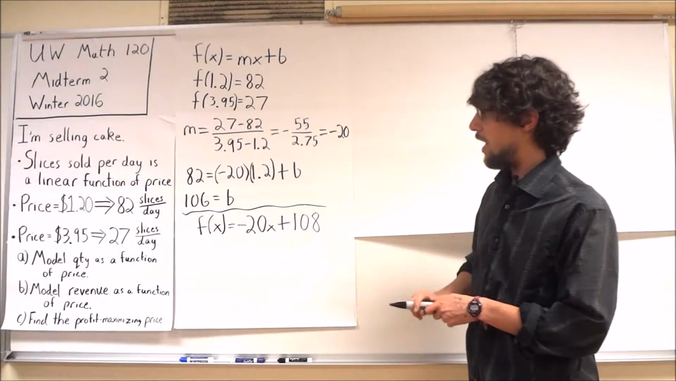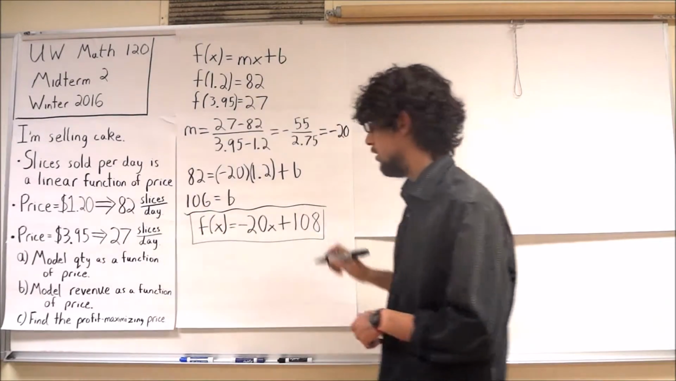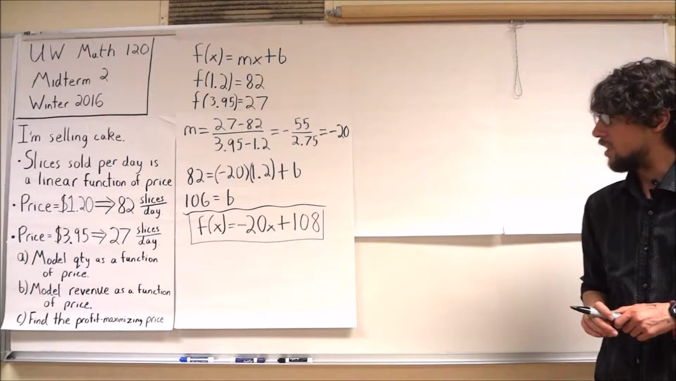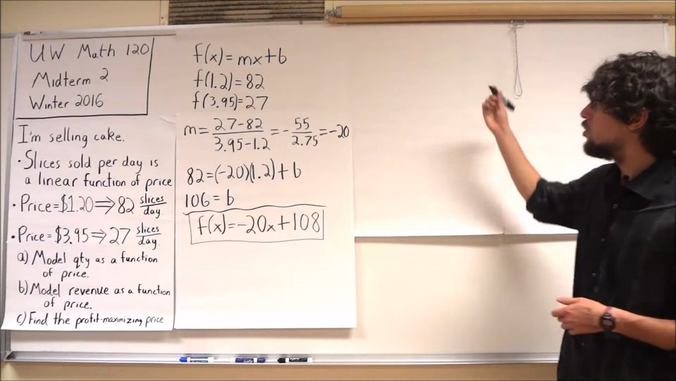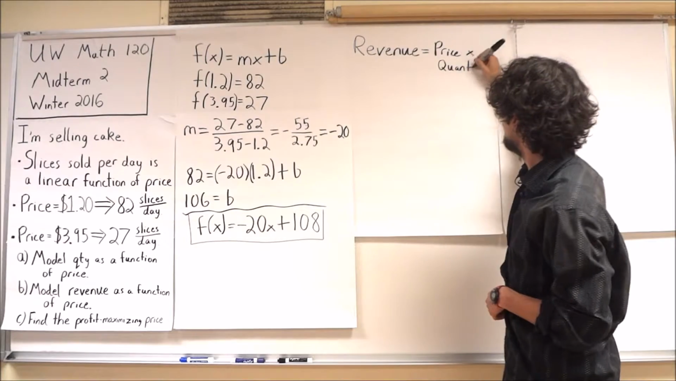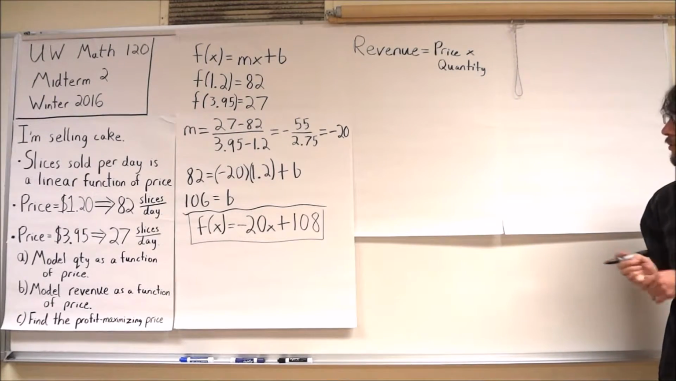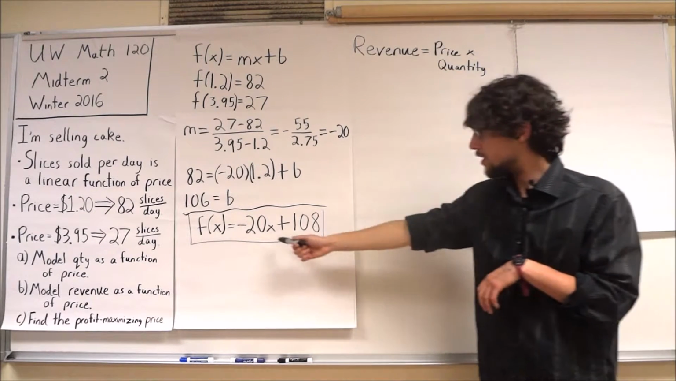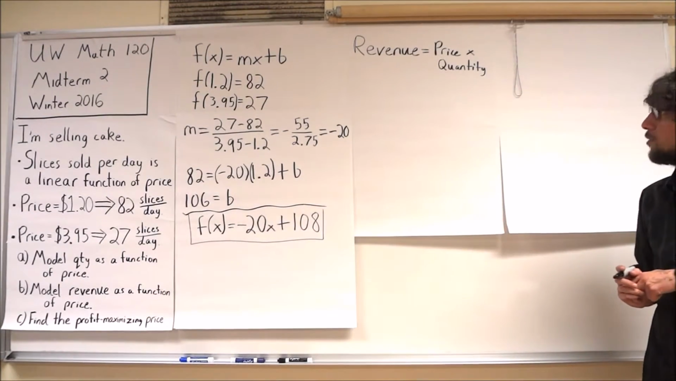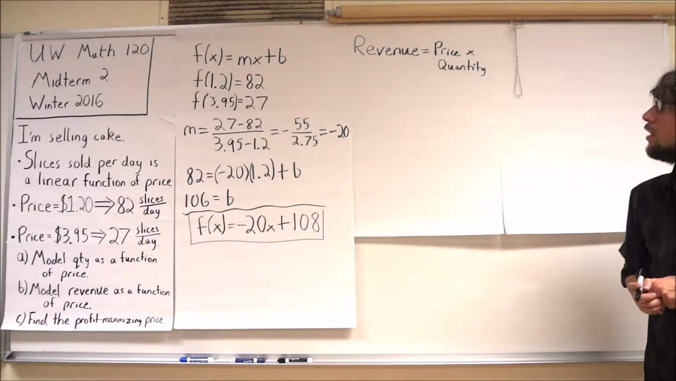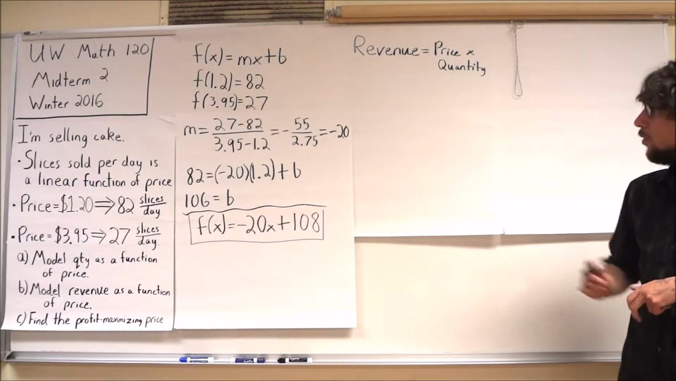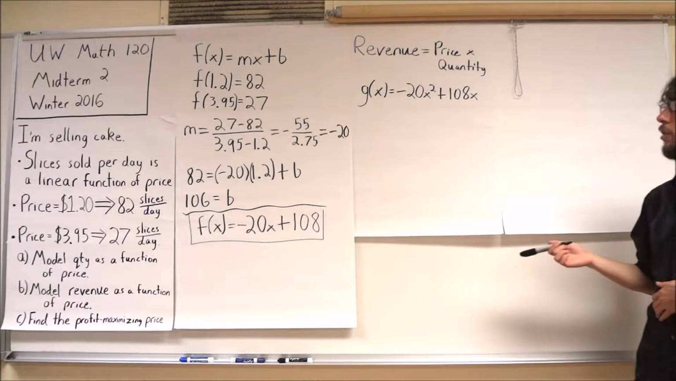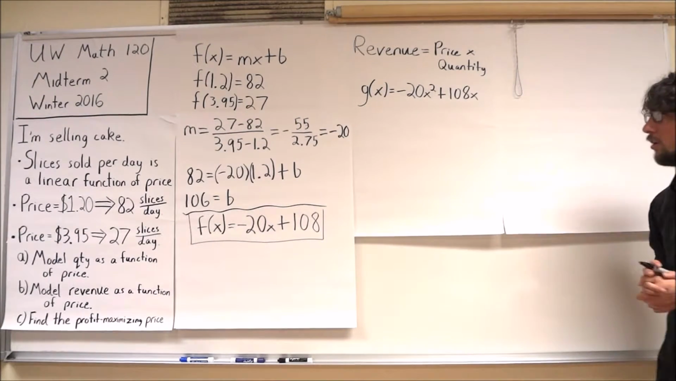So given the solution to part A, writing a model for revenue is actually quite straightforward. In general, I know that revenue is equal to the price per unit times the total quantity sold. In this equation we've written here, this function, we have x as representing the price per unit and f of x as representing the total quantity sold. So just multiplying through by x, here is a model for the daily revenue as a function of price.